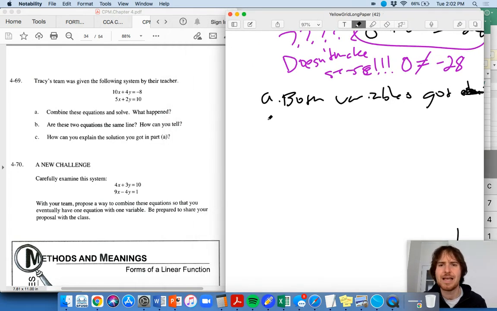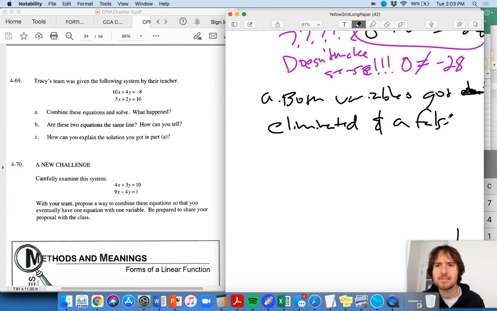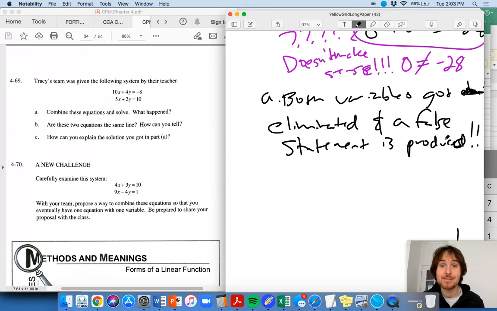Okay, both variables got eliminated and a false statement is produced. That is not good, my friends. Both variables got eliminated and a false statement is produced. 0 is not equal to negative 28. Are these two equations the same line? Or how can you tell?